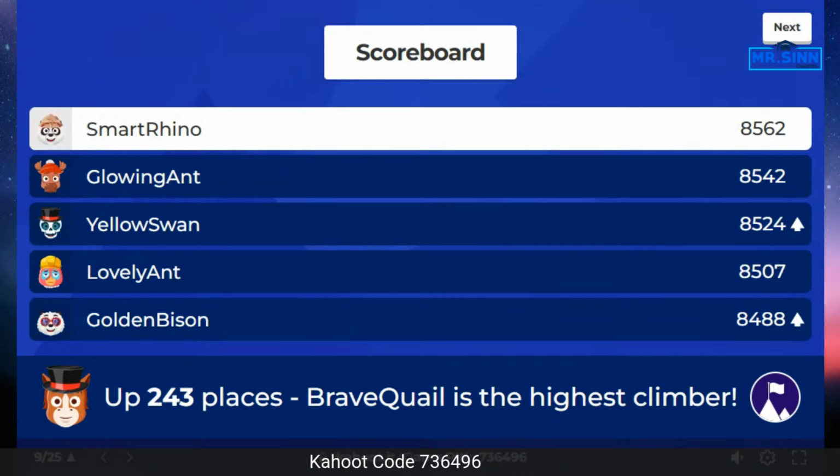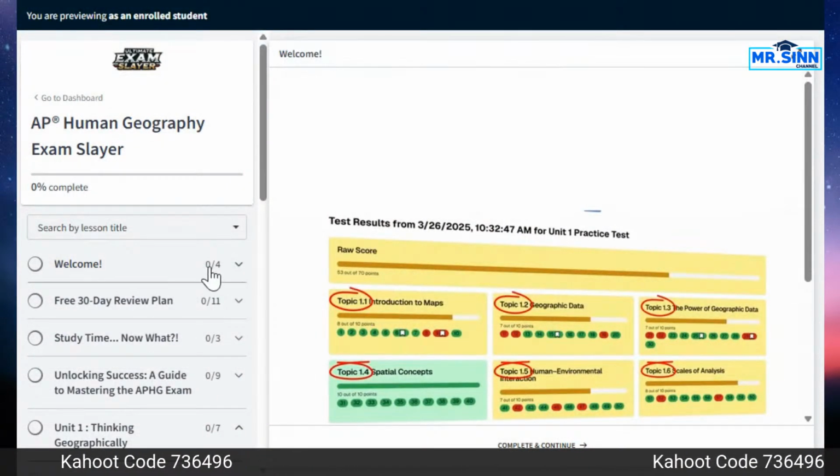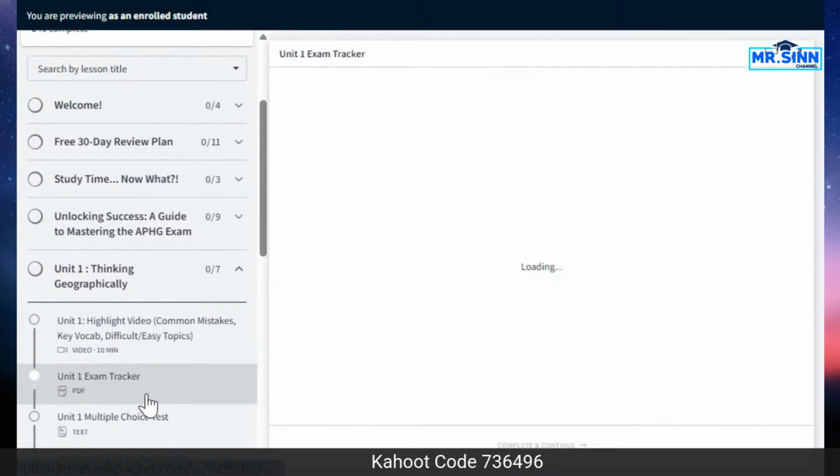I saw a couple people asking real quick about the best way to handle what I was talking about, taking a test and then trying to see whether you did well or not. This real quick is the exam slayer. If you're interested, this is that breakdown thing, and this is what I was talking about doing.